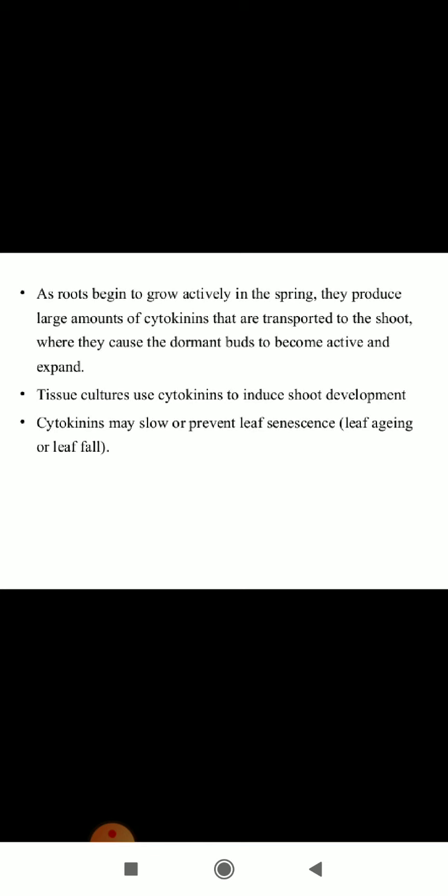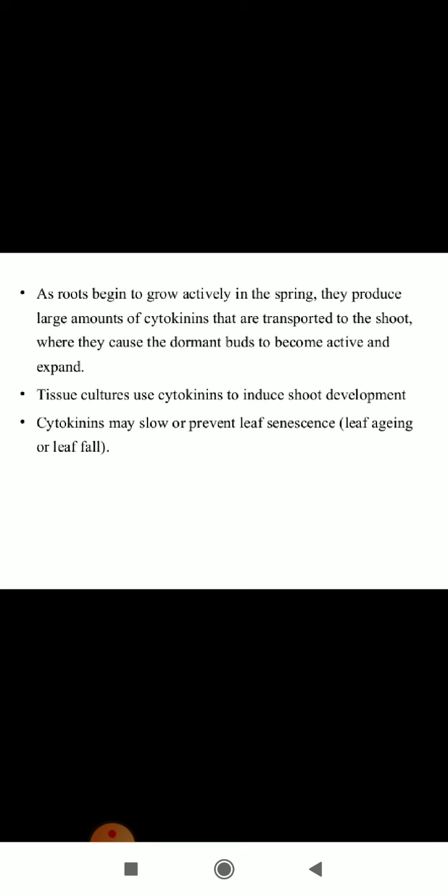As roots begin to grow actively in the spring, they produce large amounts of cytokinins, and these are transported to the shoot, where they cause the dormant buds to become active and expand. Now, when spring comes up, what happens? The roots and shoots grow. Firstly, the roots grow actively and produce cytokinins, and these cytokinins are transported through xylem to the shoots, and in the shoot the dormant buds become active and expand and form shoots like branches, flowers, fruits, and stem grows in this primary growth.